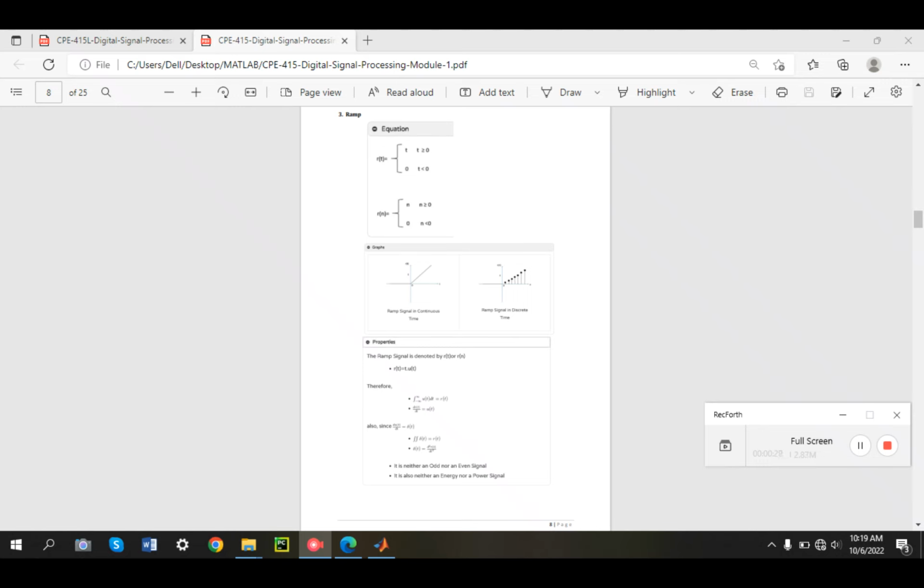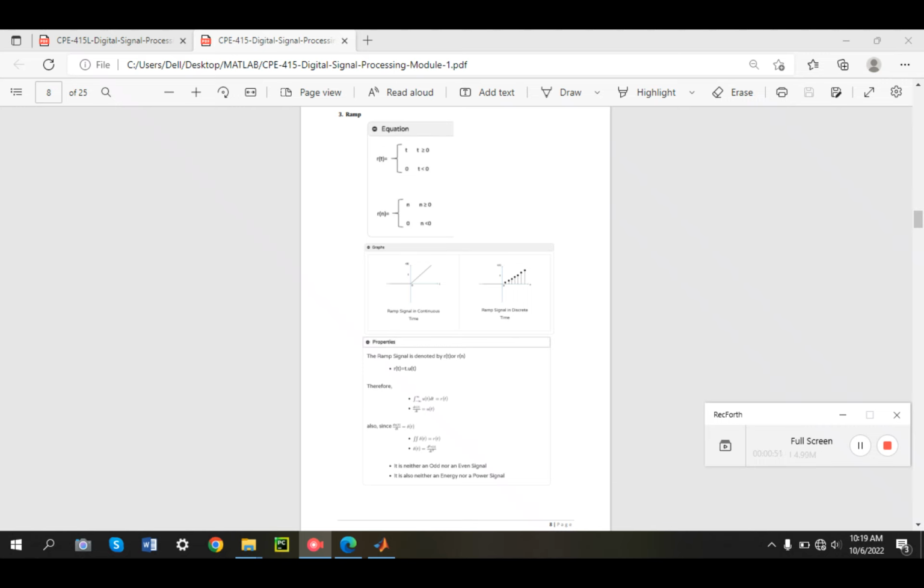The properties: the continuous function is that function which will start at t equal to 0 and increases linearly with time. It is denoted by r(t). It is defined as r(t) = t if t is greater than or equal to 0, and 0 when t is less than 0.